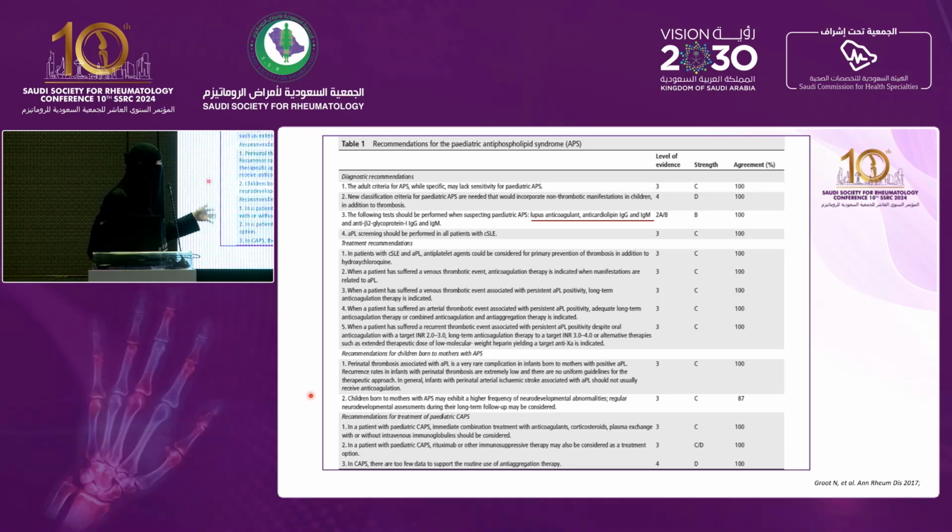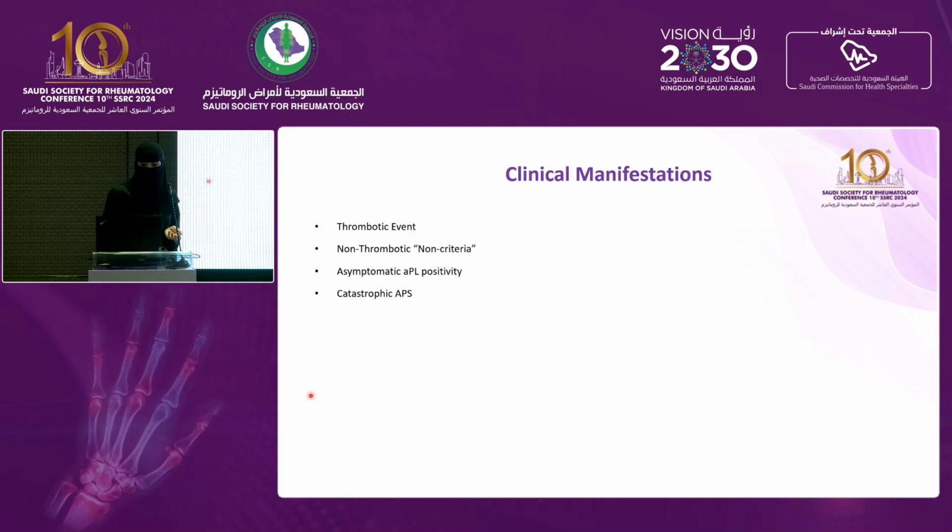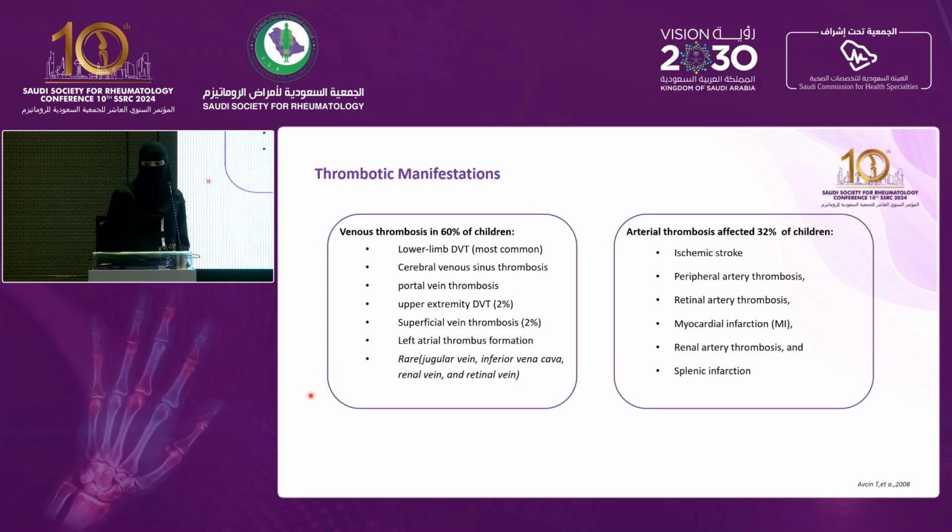If you can note, this is their recommendation for diagnosis and treatment, and the highest evidence, of course, was that the patient should have positivity of antiphospholipid antibody, either one or the three antiphospholipid antibodies. To diagnose and treat a patient, we need to know their clinical manifestation. Commonly, those patients will present with thrombotic or non-thrombotic events, as I mentioned, and sometimes the patient will have positive antiphospholipid antibodies and be asymptomatic. And of course, we have the severe form, which is catastrophic antiphospholipid syndrome.